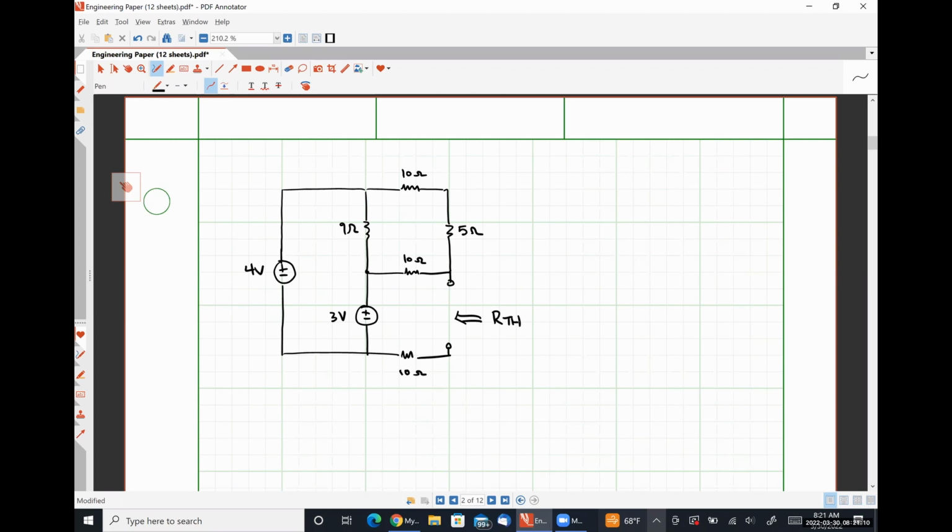Does this circuit, as it's currently drawn, contain any independent sources? Yes, both of those voltage sources are independent. How do I turn off an independent voltage source? Replace it with a short circuit. Absolutely right. So I'm going to short out my 4-volt source and short out my 3-volt source. And at this point, we have a simple resistor combination problem, right? So I'm going to identify my nodes. So here's one.